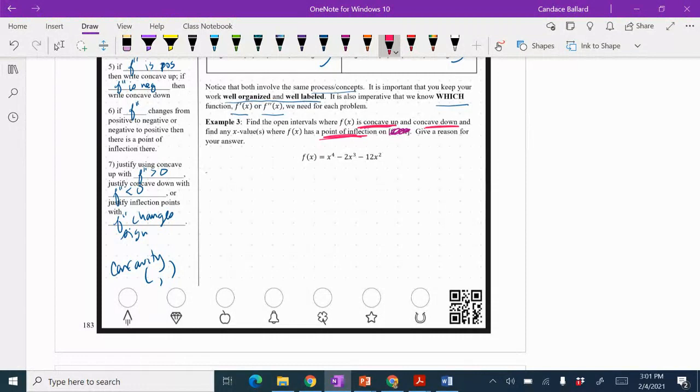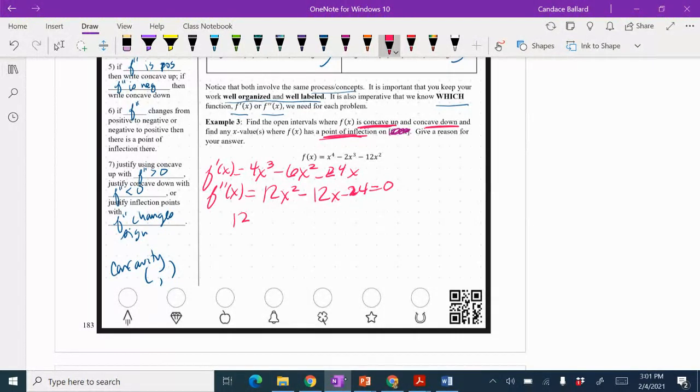So I'm going to take the function, and I'm going to start by taking the first derivative, which would be 4x cubed minus 6x squared minus 24x. And then I'm going to take the derivative of that. So it'd be f double prime of x equals 12x squared minus 12x minus 24. And I'm going to set that equal to 0 to get my critical numbers.